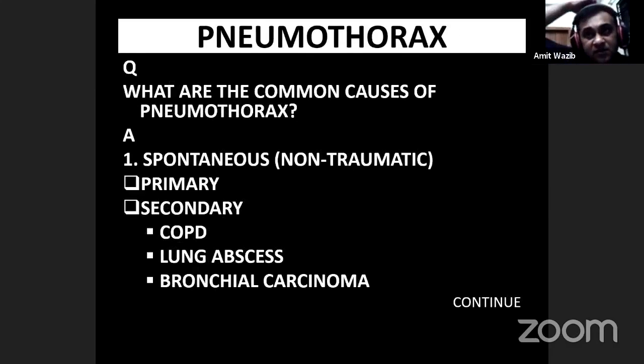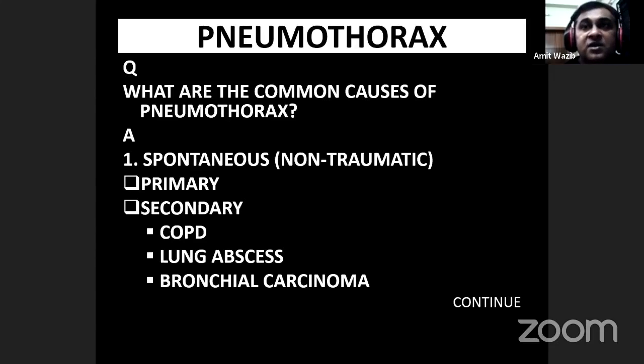What are the causes of pneumothorax? So pneumothorax can be traumatic, can be non-traumatic. In medicine, we are more concerned about the non-traumatic pneumothoraxes, which we call spontaneous pneumothorax. And spontaneous pneumothorax is caused mainly by primary pneumothorax, that is, there is no apparent underlying lung disease. This is the most common cause of spontaneous pneumothorax. But there are a few lung diseases which may cause pneumothorax. So when there is an underlying lung disease and a pneumothorax, we call it a secondary pneumothorax.